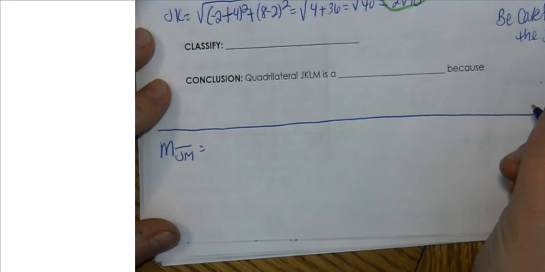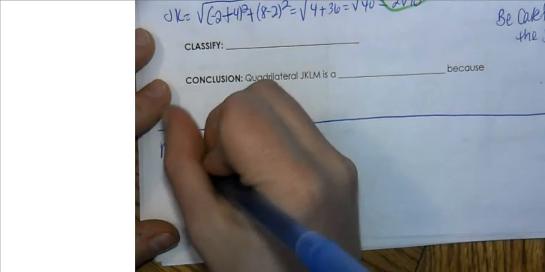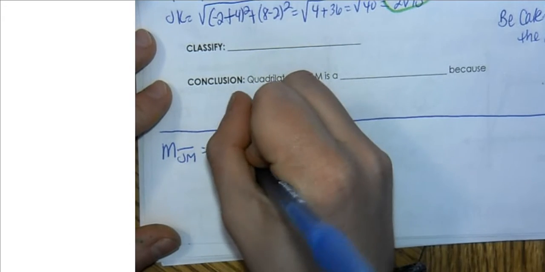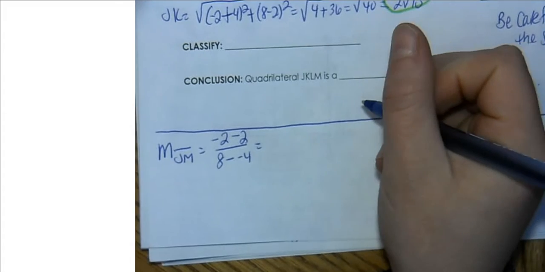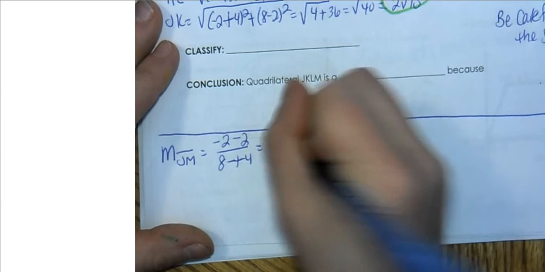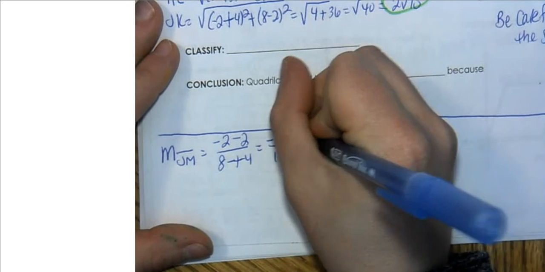All right, so let's go ahead and find the slope of JM algebraically. That is going to be -2 minus 2 divided by 8 minus -4. So this is going to be -4 over 12, and that simplifies to -1/3.